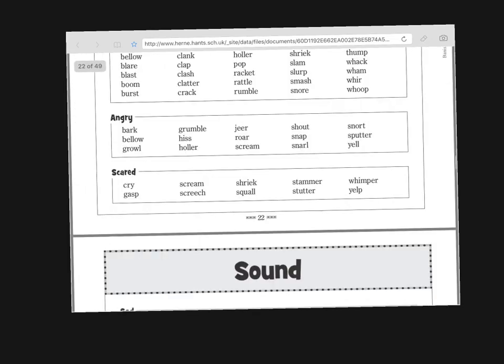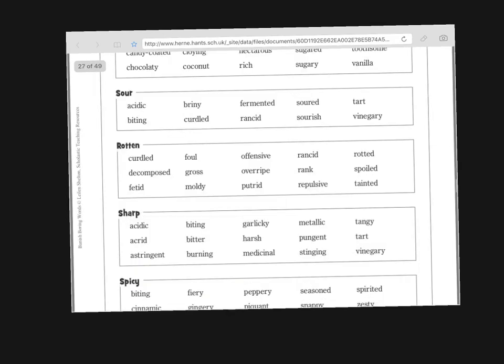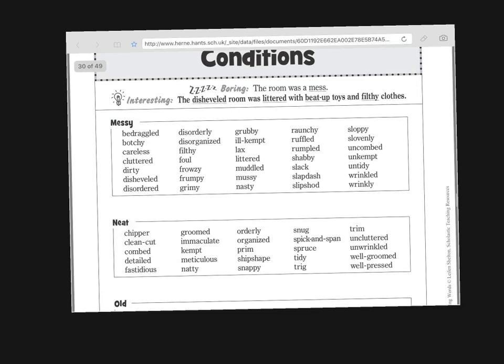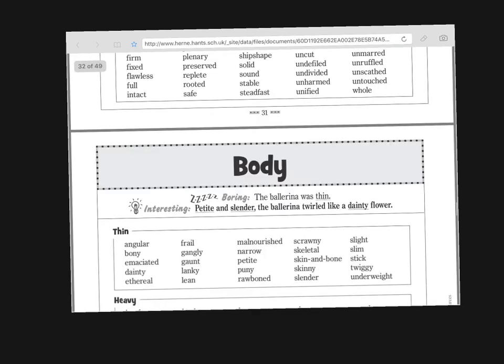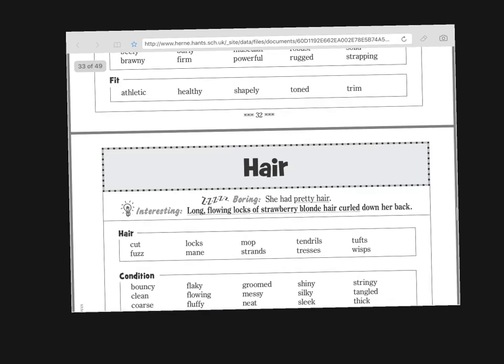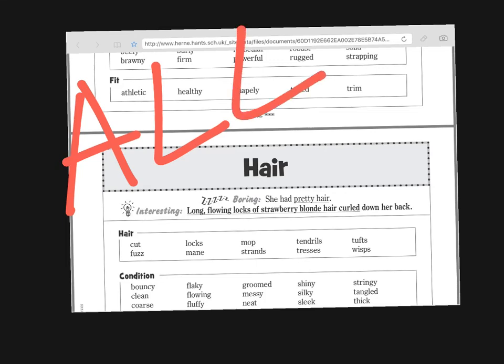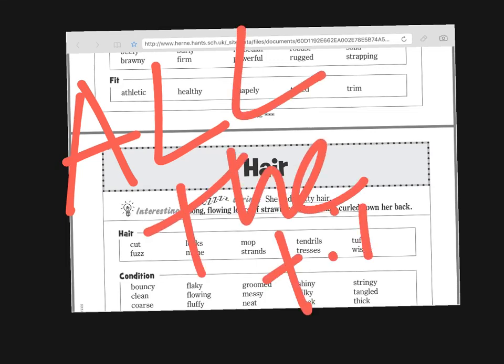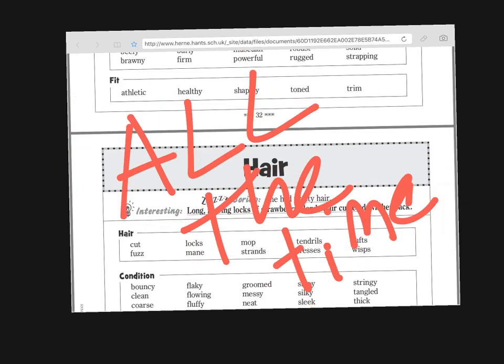So please use this resource the way that I want you to use it. Every time you are writing, you should have the Banish Boring Words out every single time. So all the time. Every single time you write, my expectation is that you use this resource before you decide that you need the resource. Good writers use resources. Good writers use all resources. And good writers use all resources all of the time.